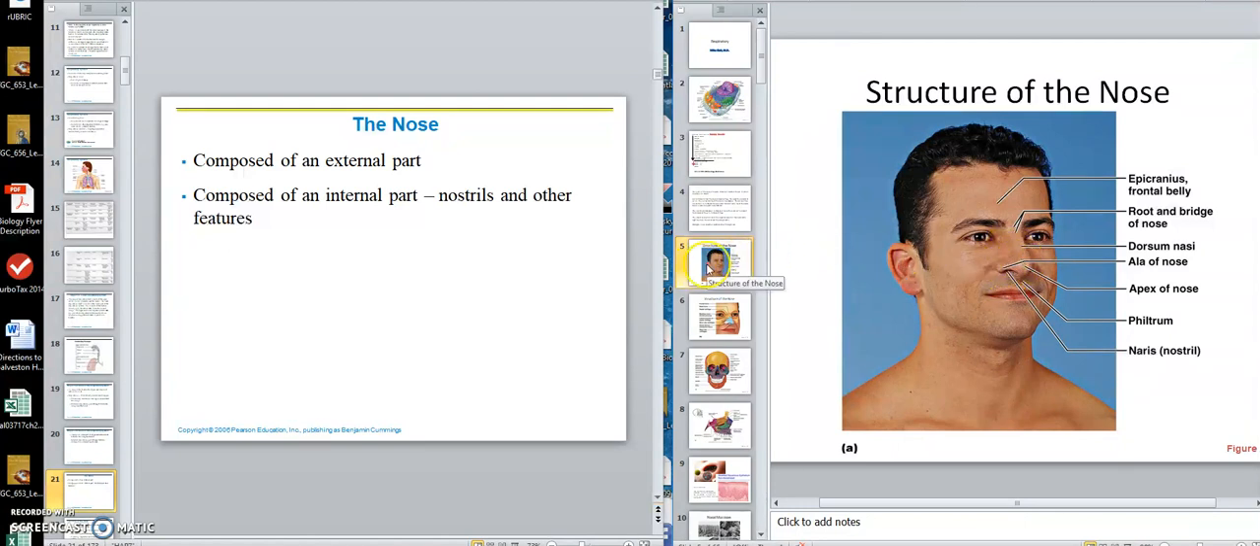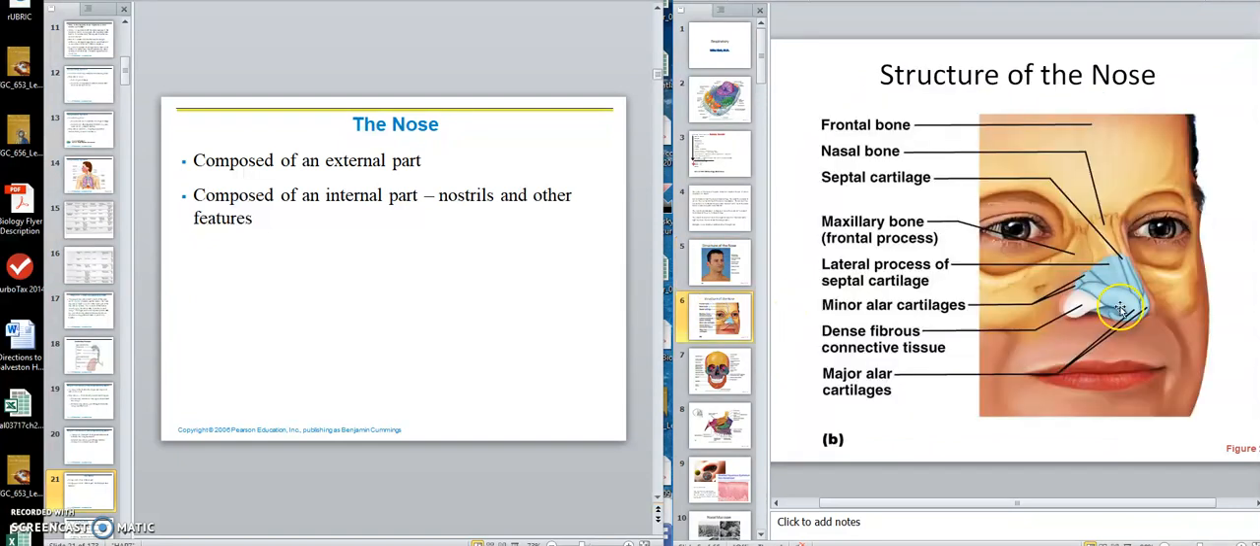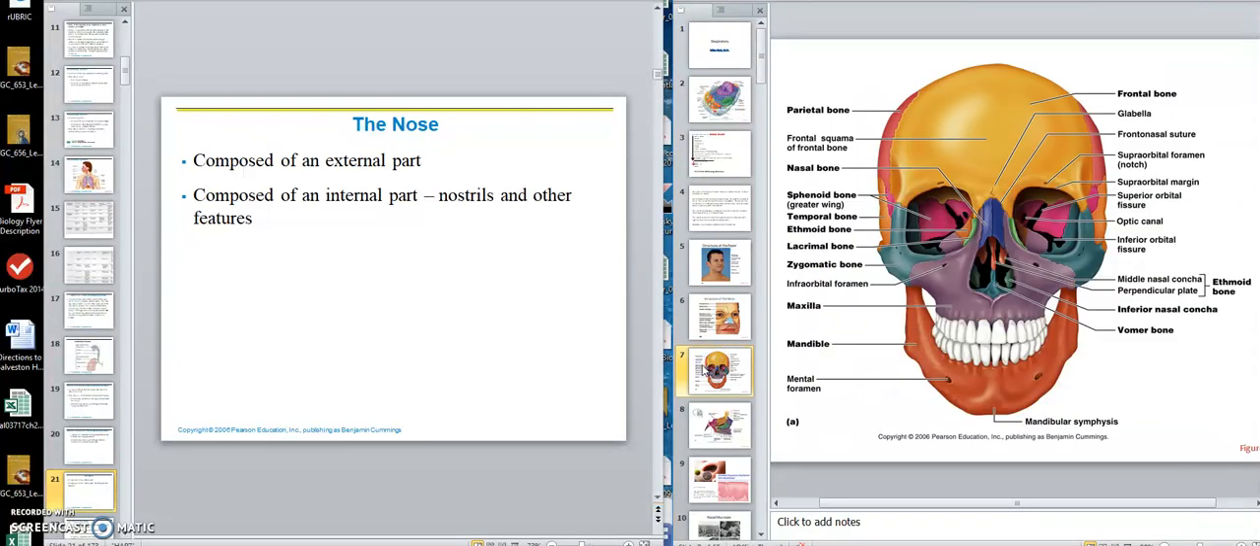Now, that's the nose from the outside. You can learn those structures. Here's the nose from the inside. See, here's that nasal bone, but all this is cartilage. That's fibrocartilage right there. Okay, let's go a little further. Now I'm going to the skull. Here's the nasal bone. Now what I'm looking at is the bony nasal septum.